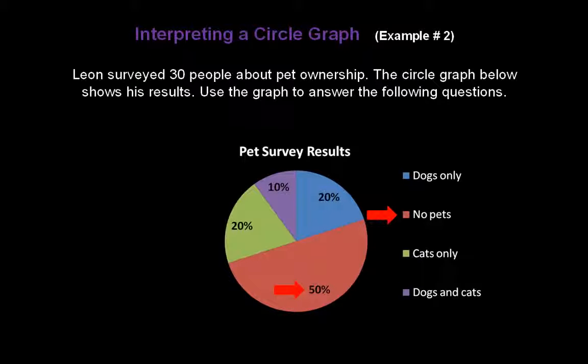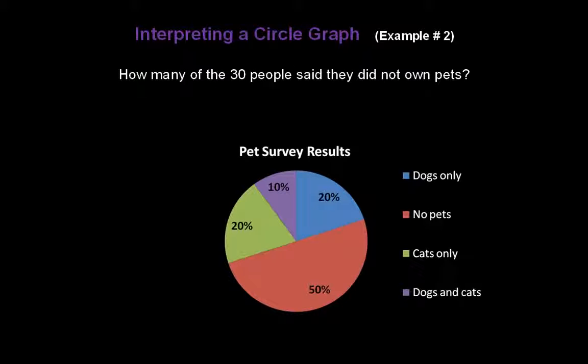The red sector is no pets at all. The light green sector is cats only. And the last sector is the purple one. That's people that own dogs and cats. So now that we understand the graph, let's answer some questions.